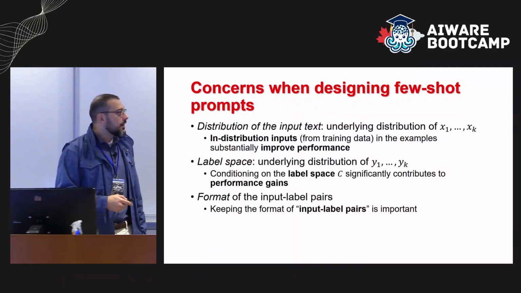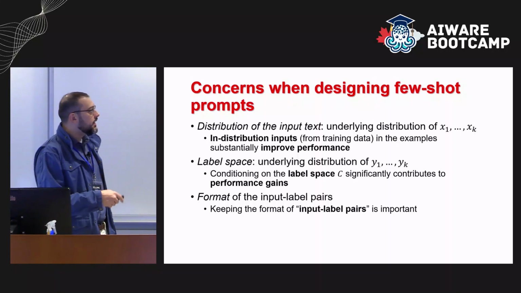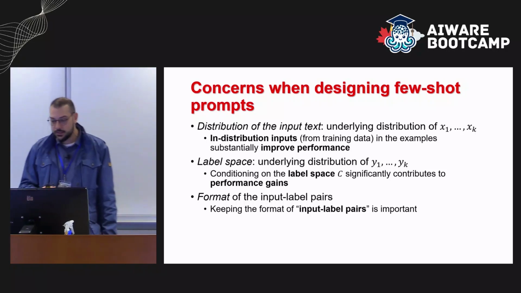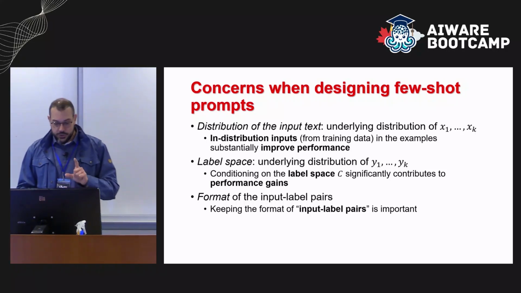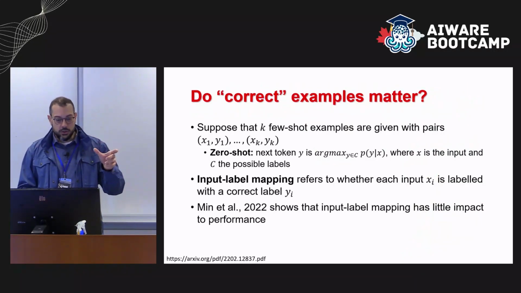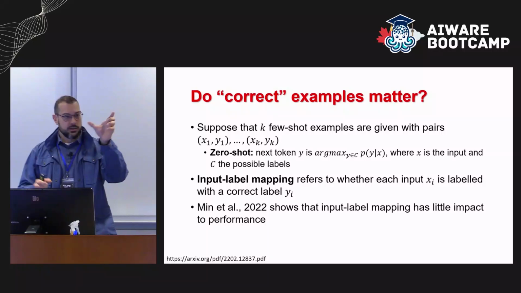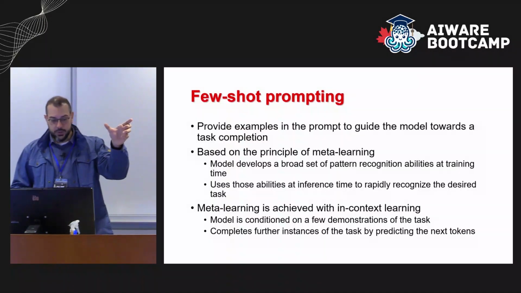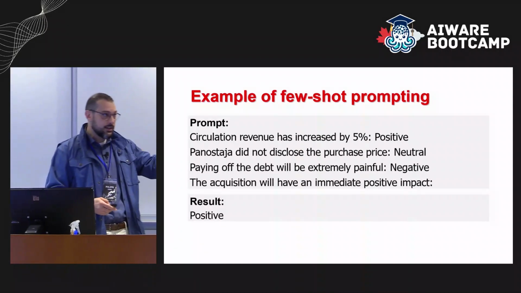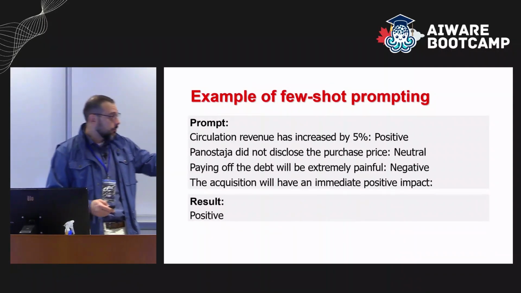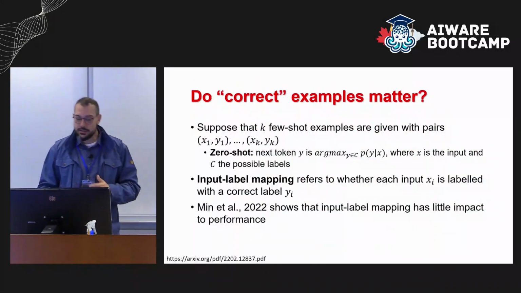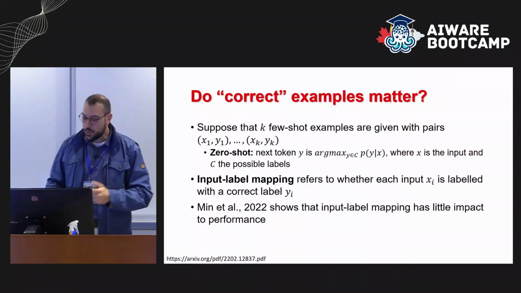But we have to be careful with the following concerns here. First is the distribution of the input text. Sorry, just one thing here. When we say X, we are saying that every few-shot example has 2 parts. If you look back here, "Circulation revenue has increased by 5%," that's what we call X on those slides. And the label positive on the first example there is Y. So getting back to those slides, just to explain what X and Y are here.